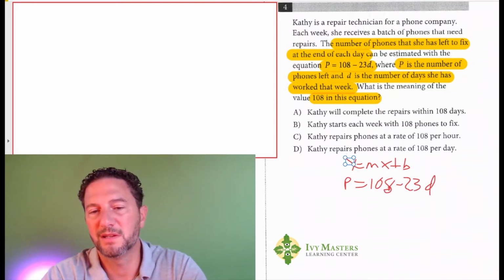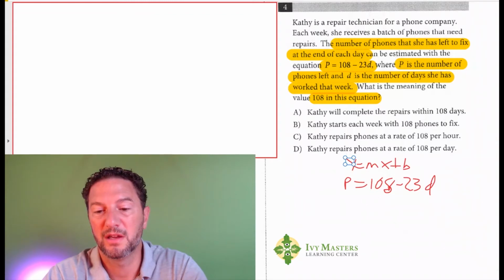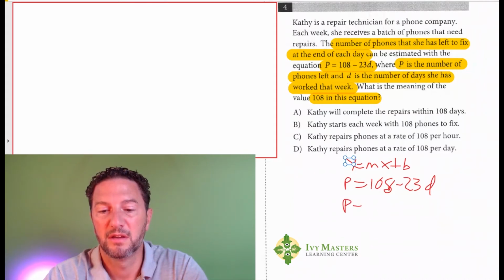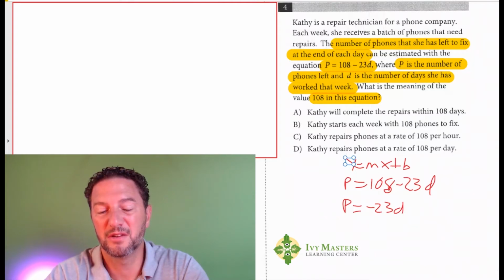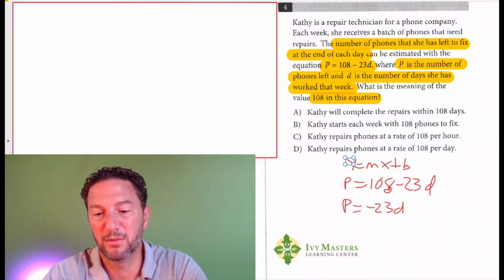What's the other reason it's difficult to identify? Besides being in the wrong order, instead of x and y, you have p and d. If I put this in the correct order, or the order you're used to seeing at least, it would be p equals negative 23d plus 108.